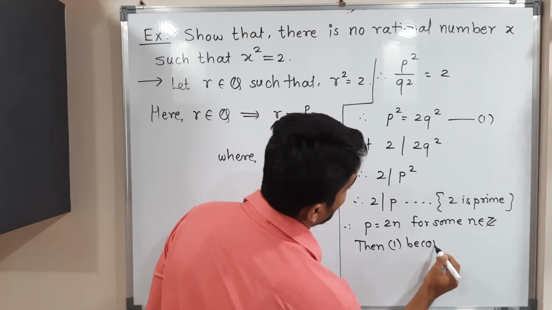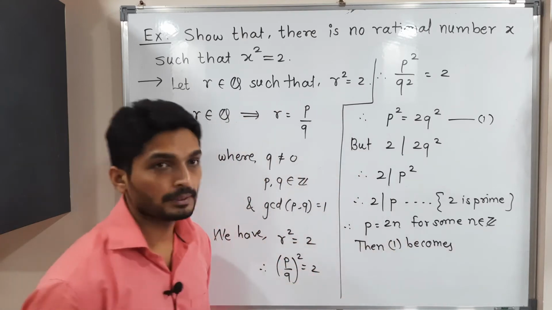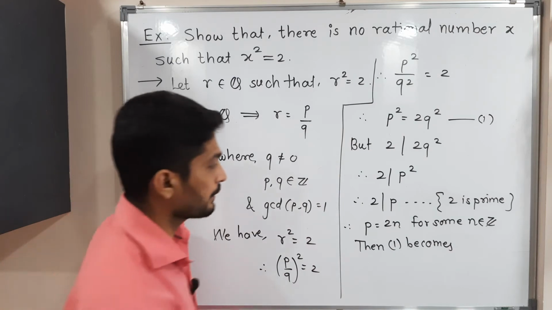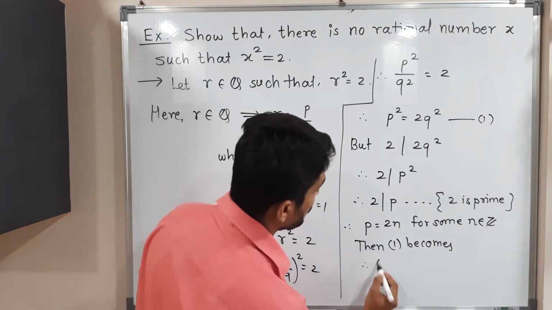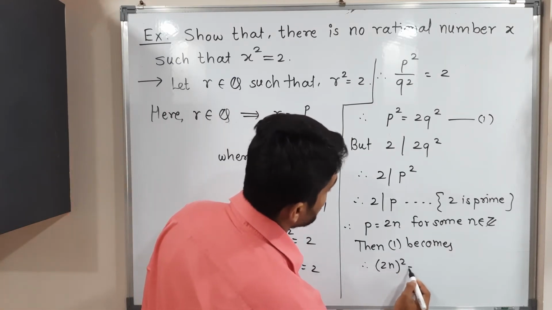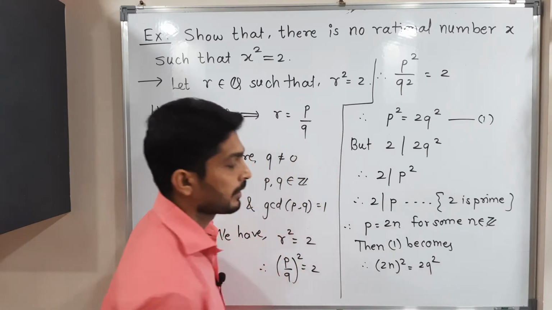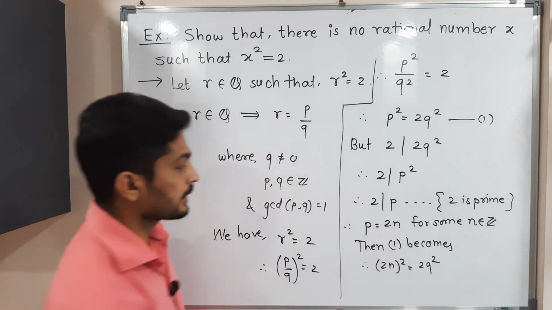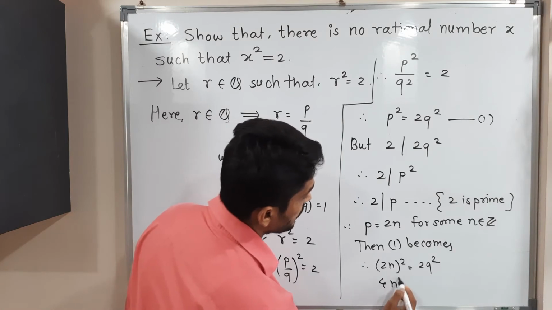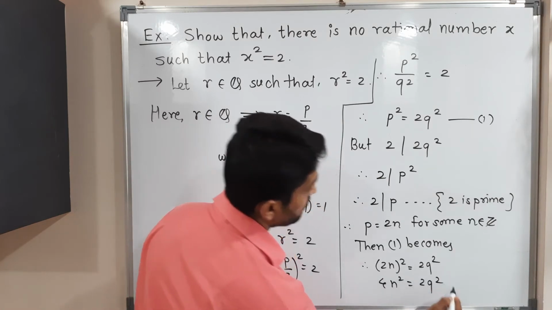What will I do? I will put this value of p in equation number 1. So what will happen if I put p equal to 2n? So (2n) square is equal to 2q square. If I take the square separately, that means 4n square is equal to 2q square.